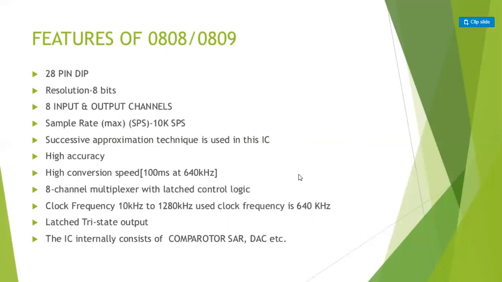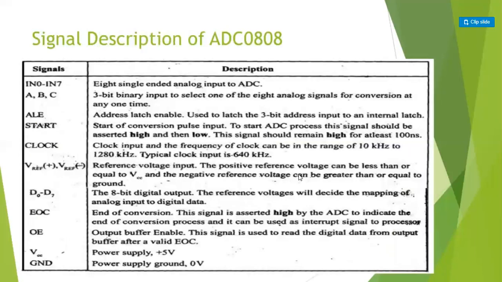After that we will discuss the working of the successive approximation register. This is one of the types of analog to digital converter. This is the signal description.